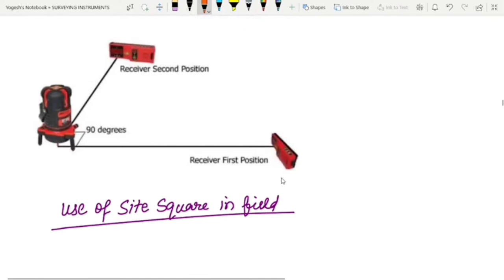These are the uses of the side square in the field. This is the receiver second position, this is the receiver first position, and the angle between them is always 90 degrees. Please be careful.